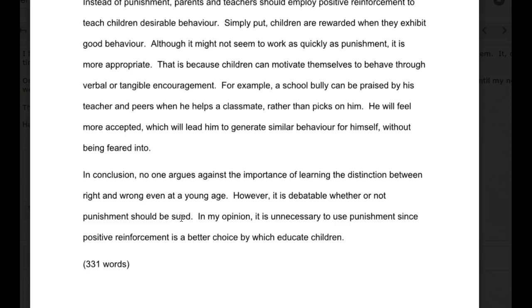In my opinion, it is unnecessary to use punishment since positive reinforcement is a better choice by which to educate children. Okay, so really, really lovely. These were really high-level essays, clearly. There are some little errors with your grammar, so those are the things I really want you to be aware of and watch out for.